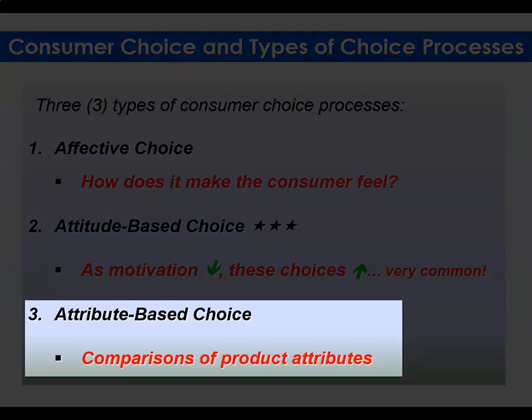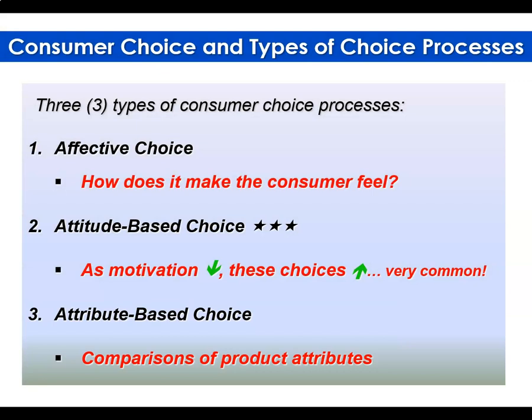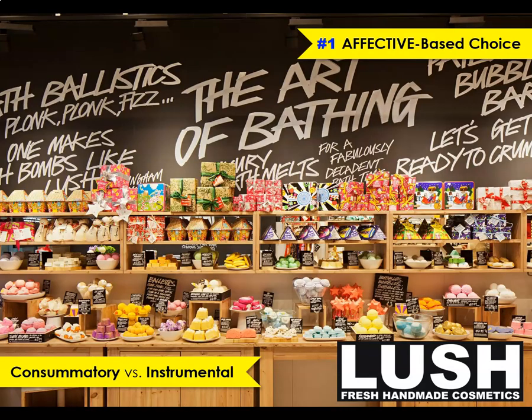The last type of choice process is an attribute-based choice. And this is much more effortful and involves a comparison of product attributes on a case-by-case basis. This choice requires the knowledge of specific attributes at the time the choice is being made, and it involves attribute-by-attribute comparisons across brands. To illustrate these three different choice processes, we'll begin with an affective-based choice.